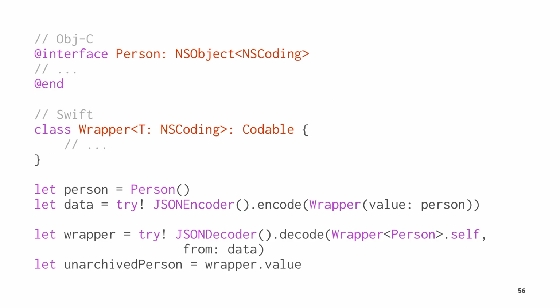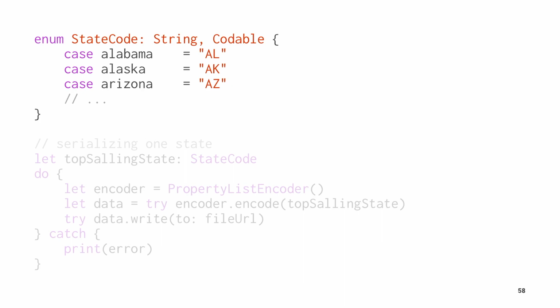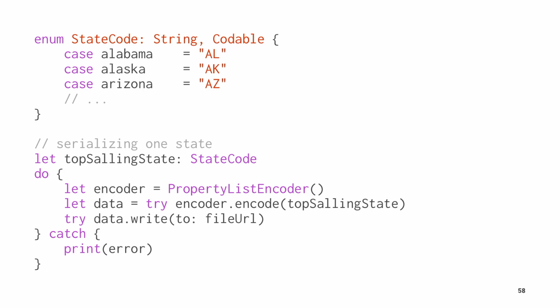Yeah, let's talk about enums. It's much more fun. In our application, we have a State class, and this class has a property, stateCode. This property is represented with such an enum. And sometimes we don't need to handle the entire State object. The stateCode enum is just enough for us. For instance, if we want to store the top selling state locally in our app, we might think that we can store just this enum.